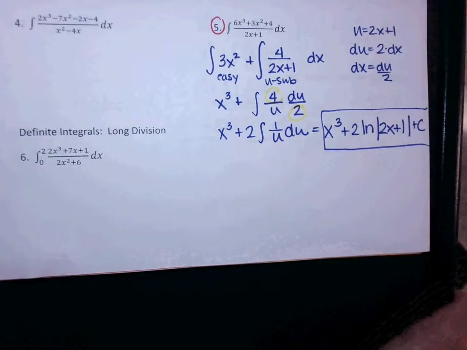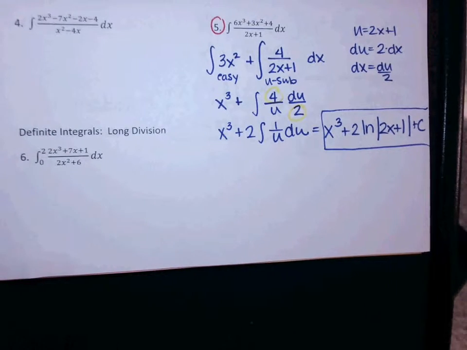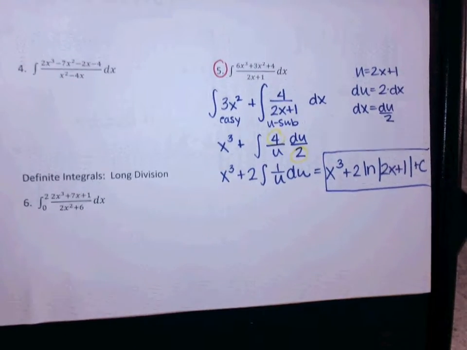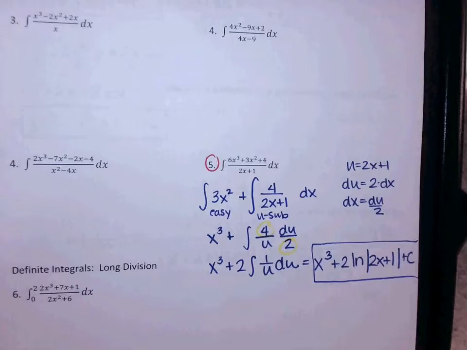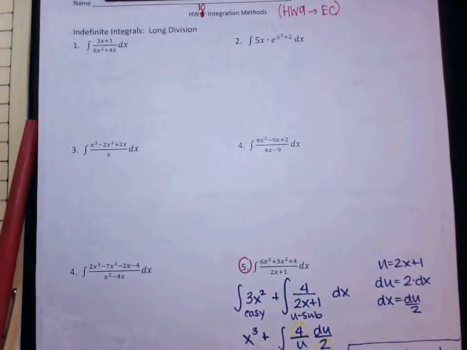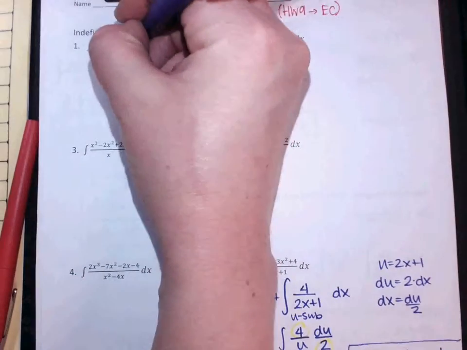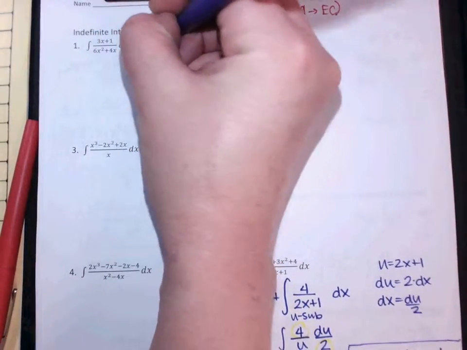Okay, now, does anybody remember, what did we say you should look at in the integral to know that you're probably doing long division versus u substitution? Okay, it has to be bigger on the top. So look at your problems 1 through 4. Which of those are you not doing long division on? Okay, not long division.